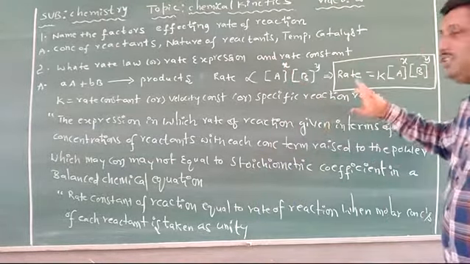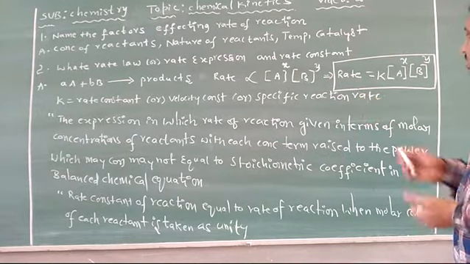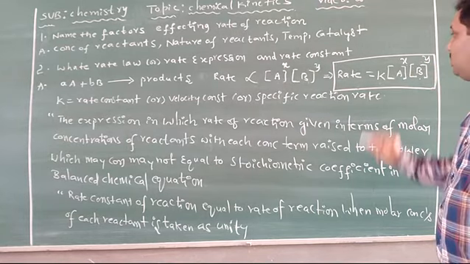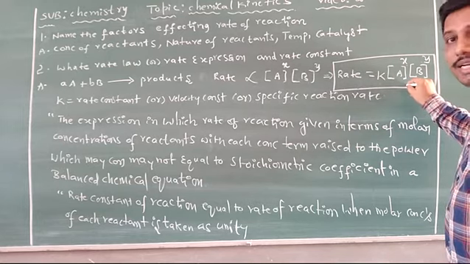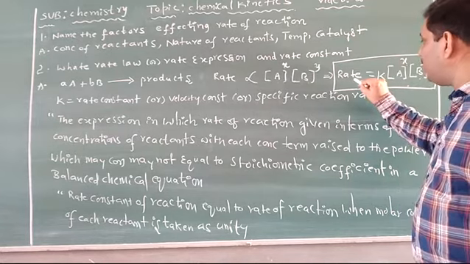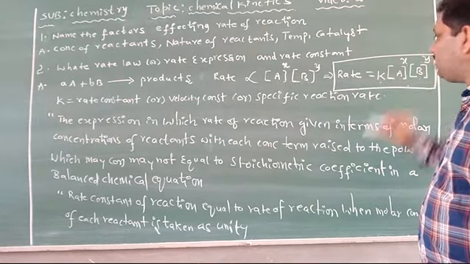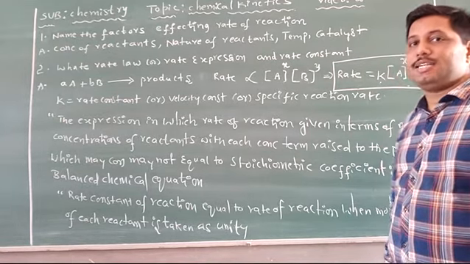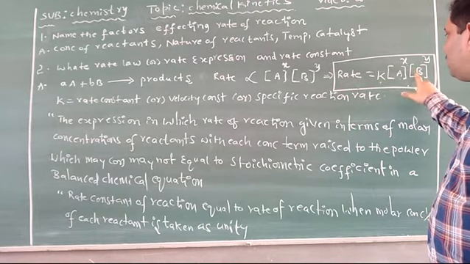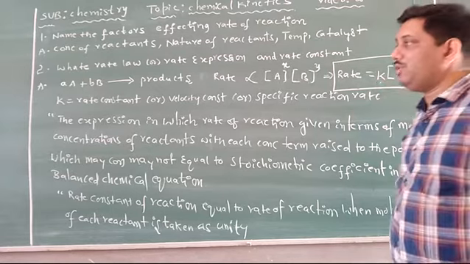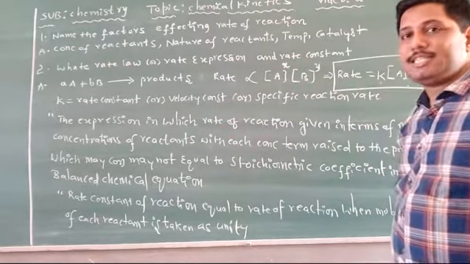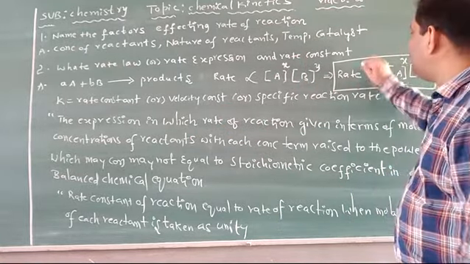For the proportionality, there is one constant. Rate is equal to some constant k into concentration of A to the power of x, concentration of B to the power of y. This is known as rate law or rate expression. The relationship between rate of the reaction, rate constant and concentration of reactants is known as rate law or rate expression: rate = k[A]^x[B]^y, where k is known as rate constant, velocity constant or specific reaction rate.